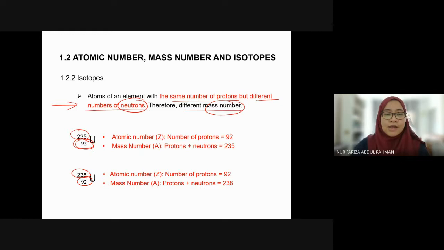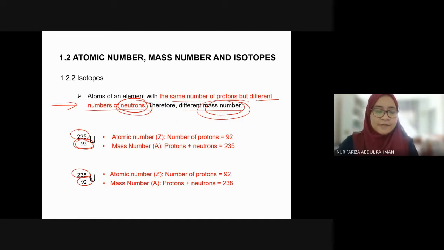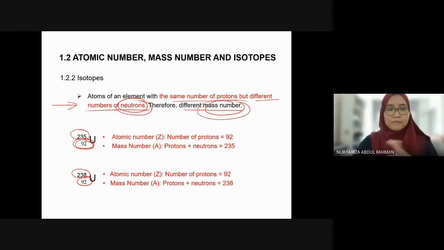That is why the definition of isotope states that the number of protons remains constant, but they only differ in the number of neutrons, or in this case, the mass number. The mass number will be different. The proton number, the atomic number, will be constant.